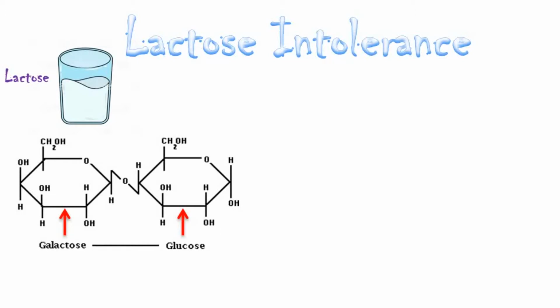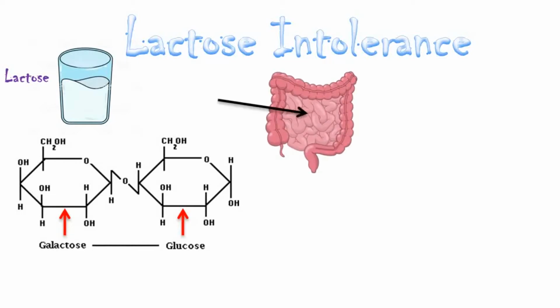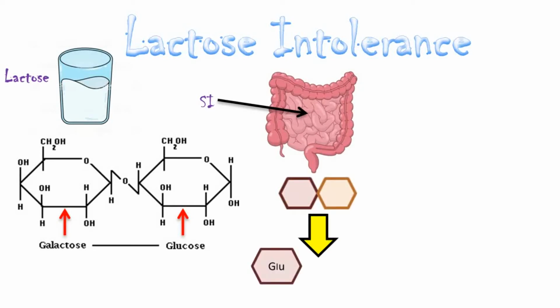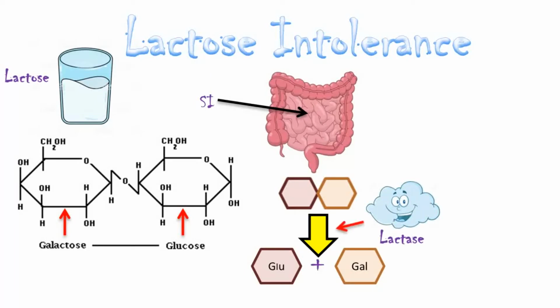Lactose is absorbed into the body by the small intestine. In order to be absorbed, it has to be digested back into glucose and galactose. Lactase is an intestinal brush border enzyme which catalyzes the conversion of lactose into glucose and galactose.